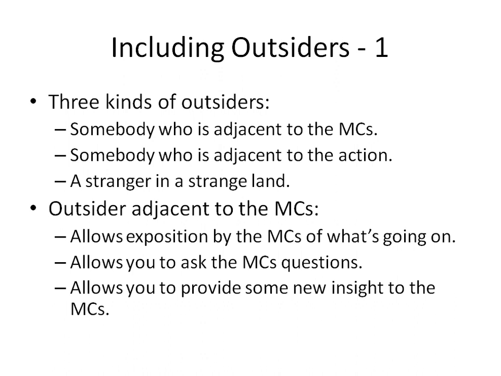An outsider adjacent to the main characters. So this would be the buddy, the wife of one of the main characters, the husband of one of the main characters, that sort of thing. It allows exposition by the main characters of what's going on. So he can go to the main character and go, what is going on anyway? What happened yesterday? And then the main character can tell him. Now that allows you to summarize things that have happened on scene. It allows you to introduce things that happened but weren't on scene in the narrative.